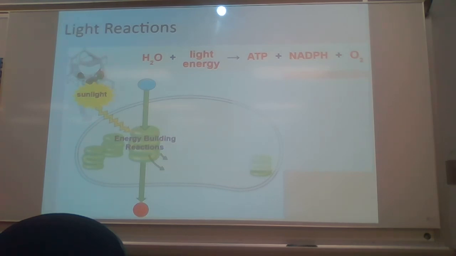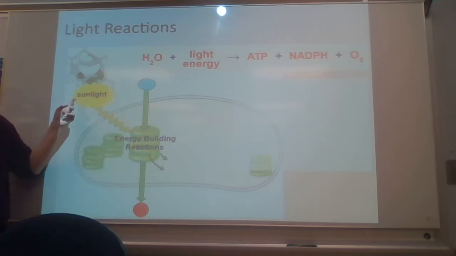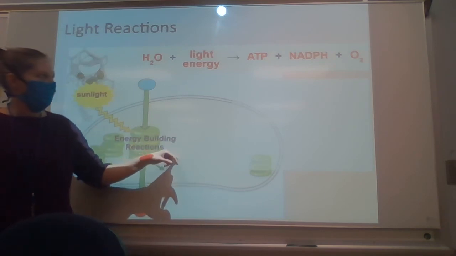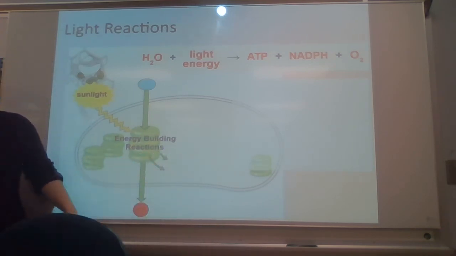And so we're going to walk through both of those parts of photosynthesis again. If we look at the light reactions first, this would be the chemical reaction for that part of the process. We have water coming in, we have sunlight coming in, and we end up forming ATP and NADPH and oxygen.